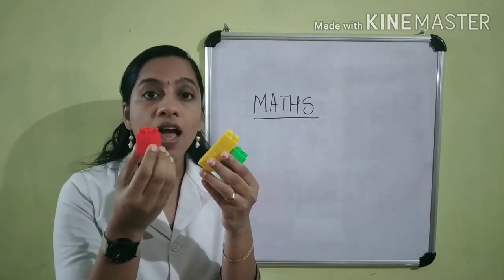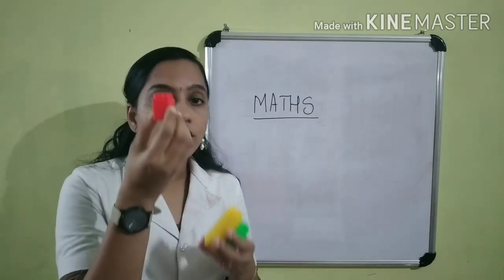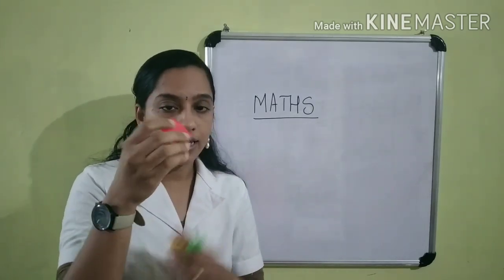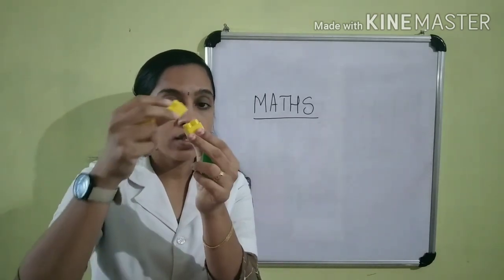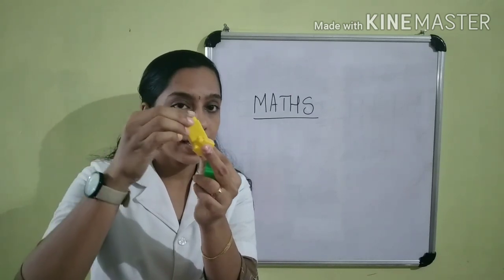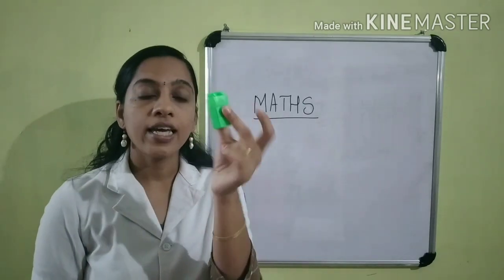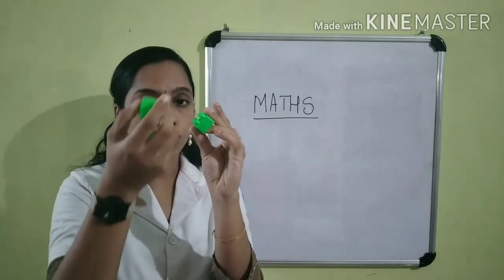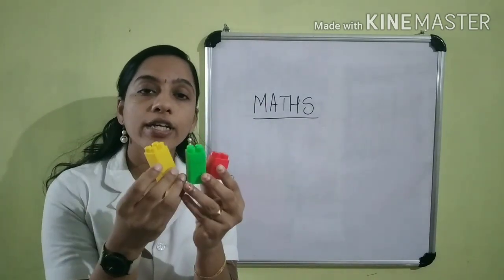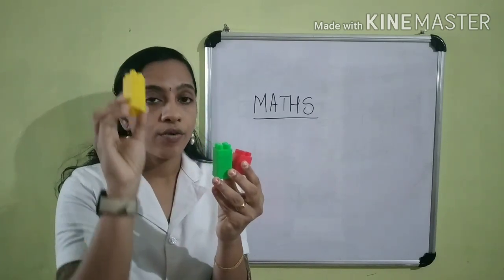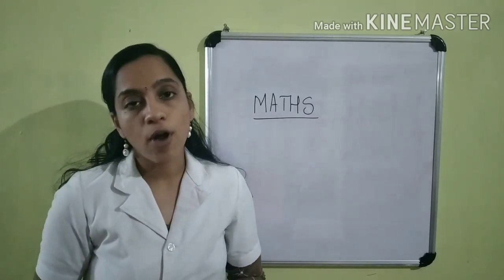Have you seen these things before? Yes, these are building blocks. Here I have two red blocks. That is 2. And 4 yellow blocks: 1, 2, 3, 4. Then 3 green blocks: 1, 2, 3. Now I have to find out the total number of blocks. See, 4 yellow blocks, 3 green blocks and 2 red blocks.